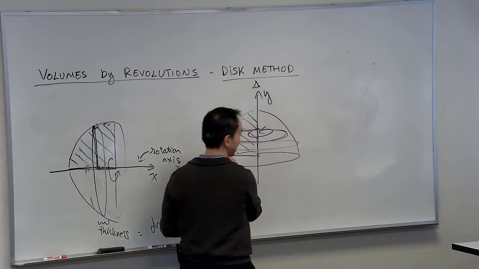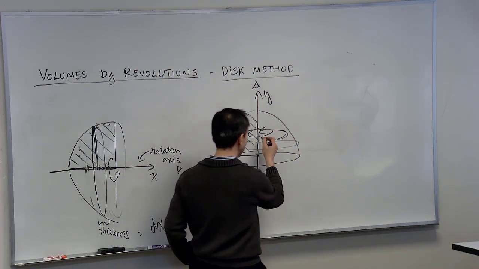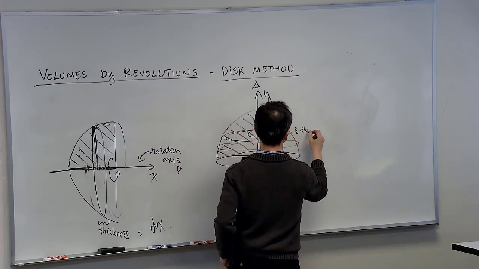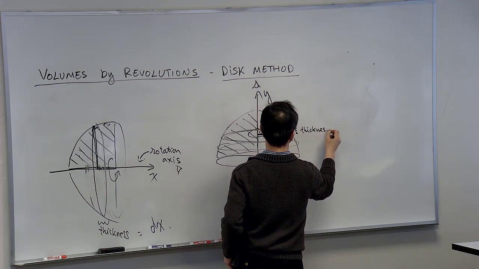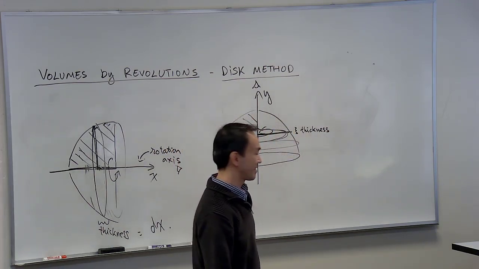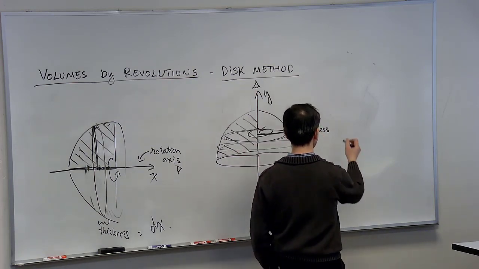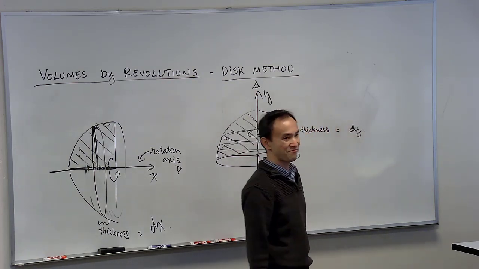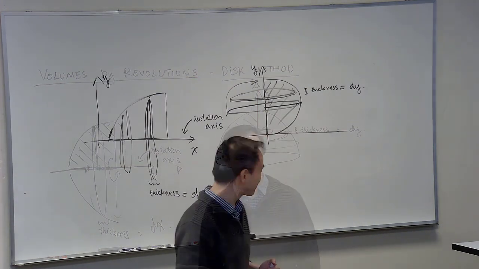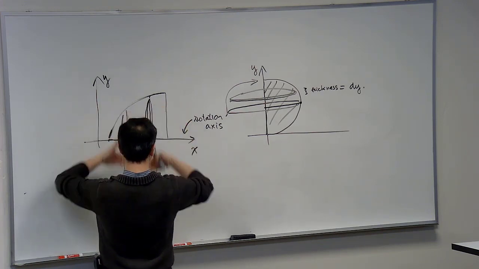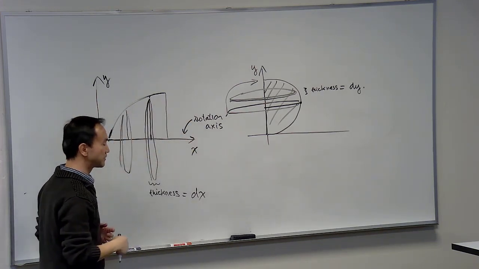Are we good? But then for the disc here, what's the thickness? This is the thickness. You've got to look at pictures, right? That's the thickness. Now the thickness here, how do I see that? The thickness here is decided as a dy. But now we're talking about the idea to get the volume, the volume of the whole revolved solid right here.